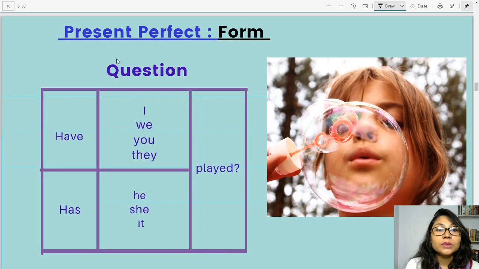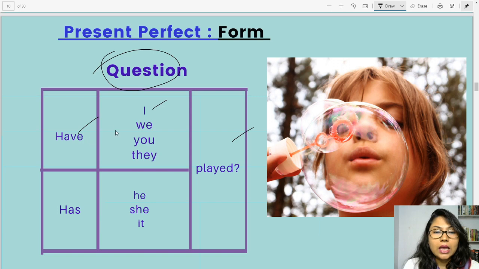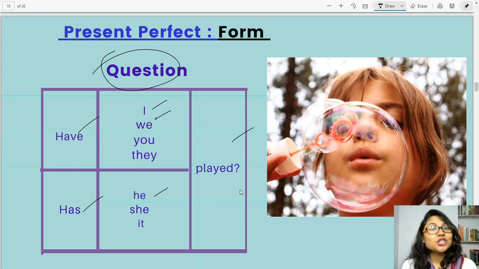Present perfect form. Question. Have I played? Have we played? Have you played? Have they played? Has he played? Has she played? Or has it played? It looks like she has definitely played with a beautiful bubble, isn't it?